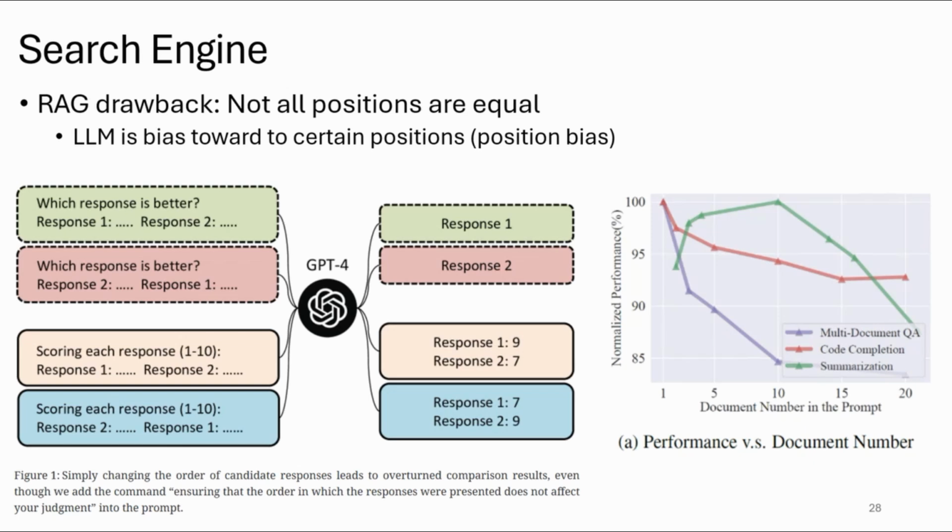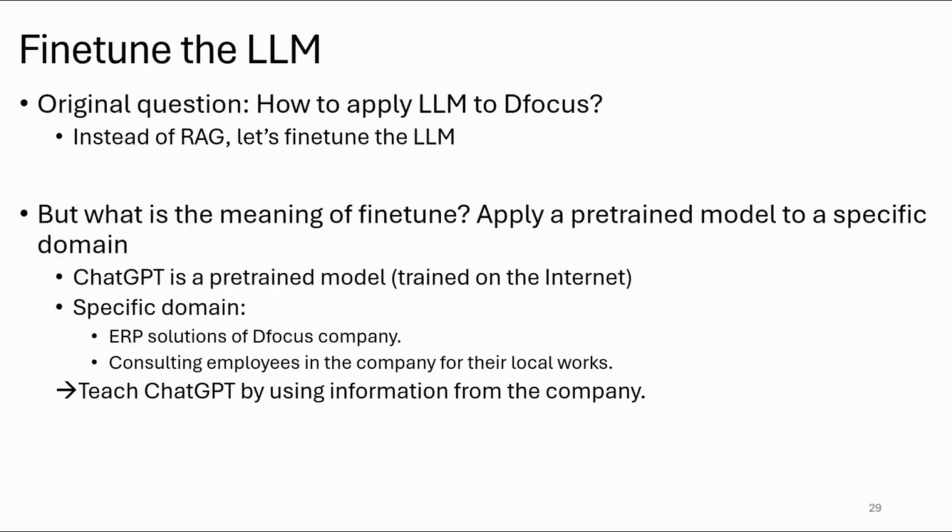So this morning, we talked about RAG drawbacks. One drawback of RAG is position bias. Some positions seem to be given priority over others, which may lead RAG to produce incorrect answers, although we already retrieved the necessary content. So one way to overcome this problem is to ask whether we should fine-tune the LLM or not. Let's study what fine-tuning means and its advantages and disadvantages.